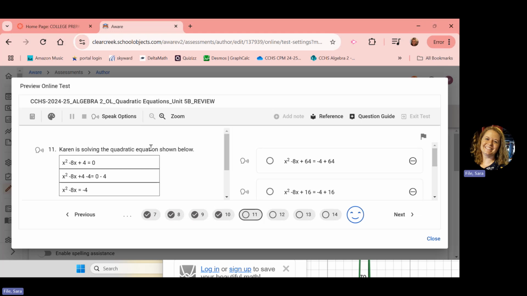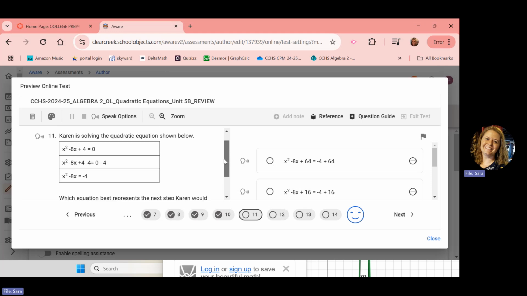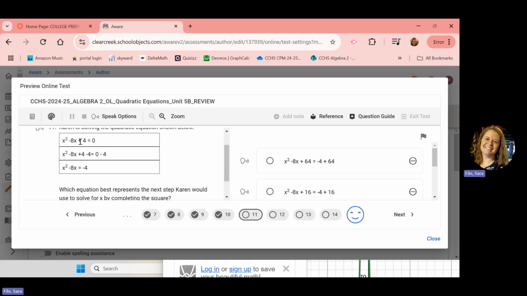All right, so Karen is solving this quadratic. It shows her first few steps. Which equation best represents the next step for completing the square? All right, so to complete the square, we move the constant. So she's subtracted the 4 from both sides to get it over here. So now we've just got our x terms. Remember, this is where we would do the plus blank on both sides. And we're trying to create a perfect square trinomial.